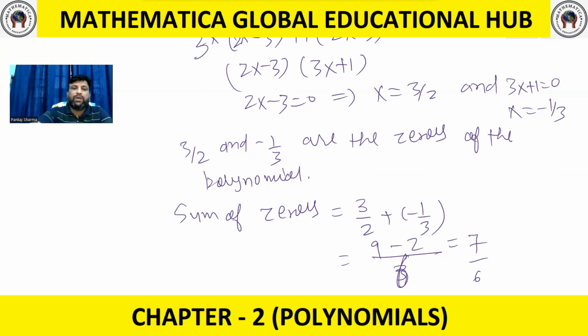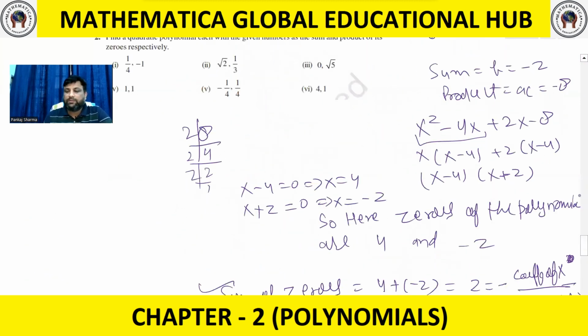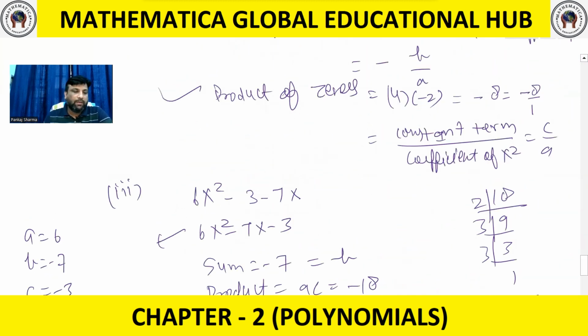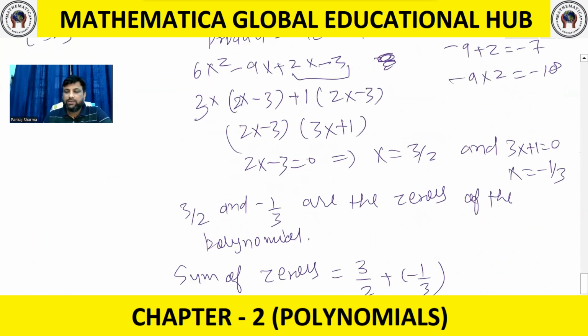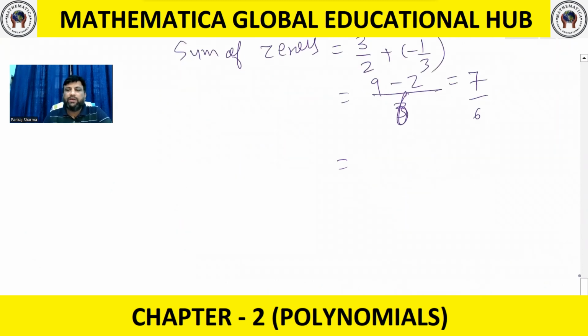Yes. Now we are coming to the coefficients. The coefficients are what? A, B, C. So coefficients are, B is minus 7 and A is 6. So here we can see this is minus 7 and here we are getting 7. So we can say that this is minus of B and A is 6. So minus B by A. So sum of zeros is minus B by A. Now we can see product of zeros.